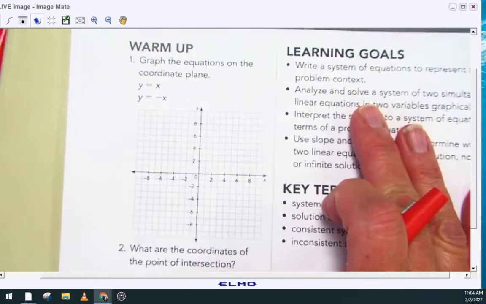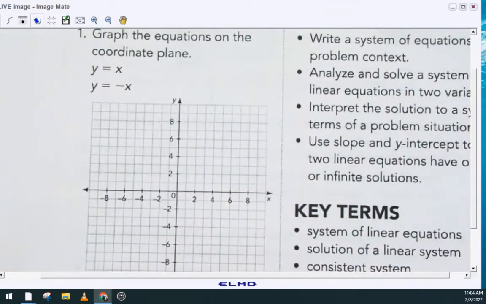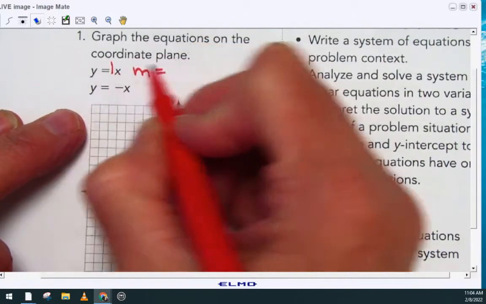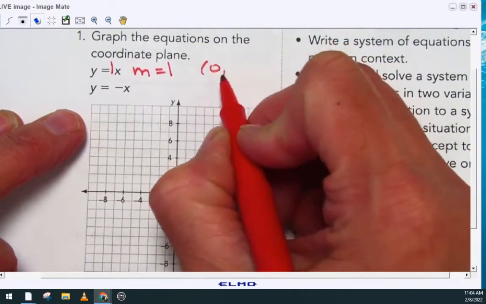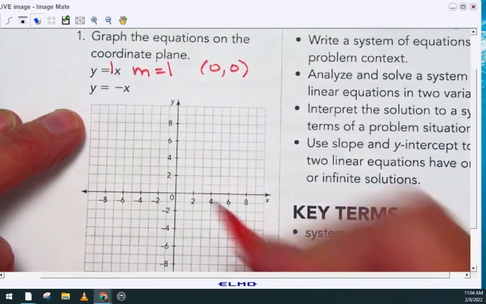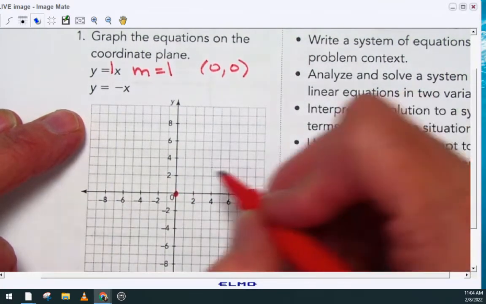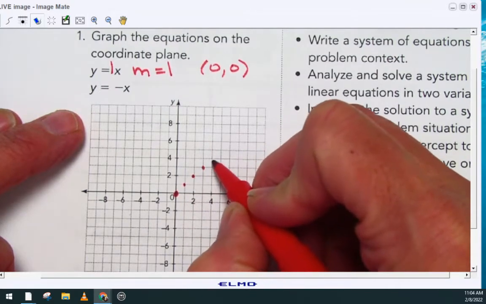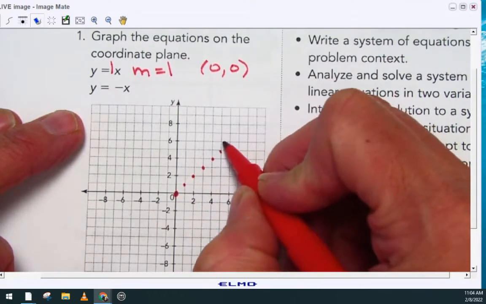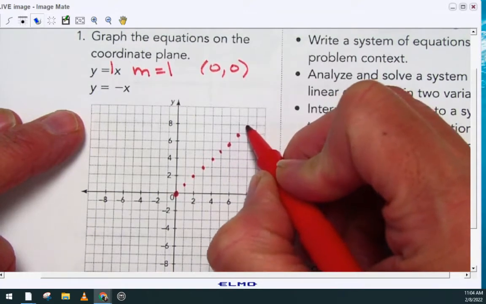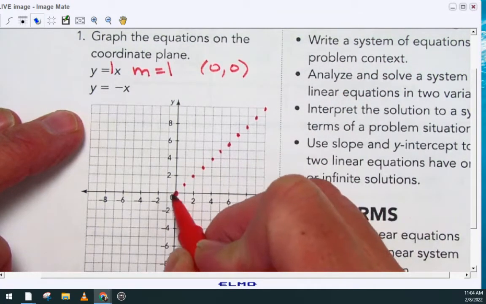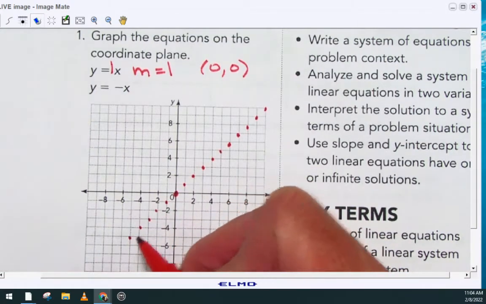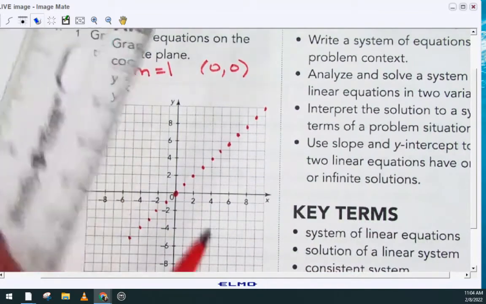Now, if I look at this warm-up, and I'm going to graph this, I would look at this first one and I would say my slope is this invisible 1 that's right here, and my y-intercept is 0, 0. So I would go up 1 over 1, up 1 over 1, and go like so. Or I could have gone down 1 over 1. Either way. And as I do that, I don't need that many points.